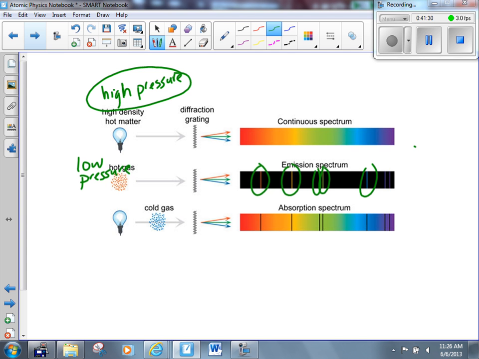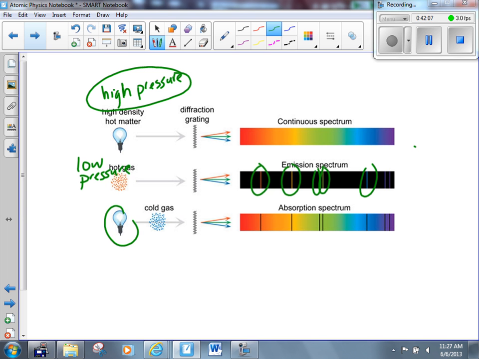Now take a look at what we see at the bottom here. Here we see that incandescent source again, that light bulb, that would, in the absence of this cold gas, produce exactly what we see in diagram 1, a continuous spectrum. It's exactly the same picture right now. But as soon as we introduce this cold gas, what happens? Well, the cold gas starts absorbing photons. It starts absorbing EMR. So some of this white light that came from this high pressure incandescent source gets taken away.